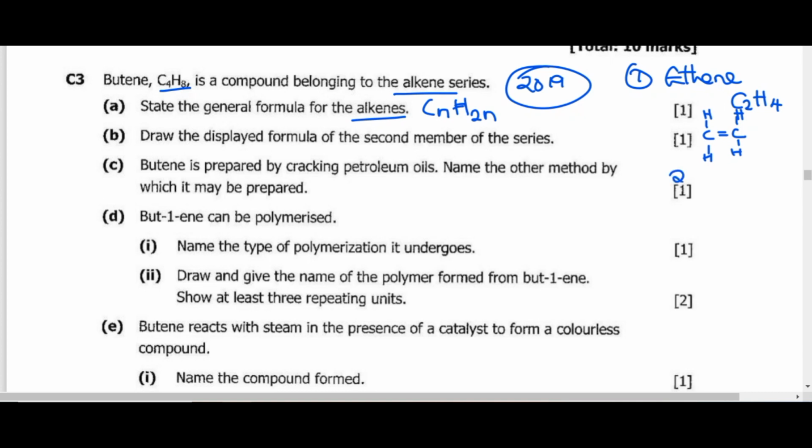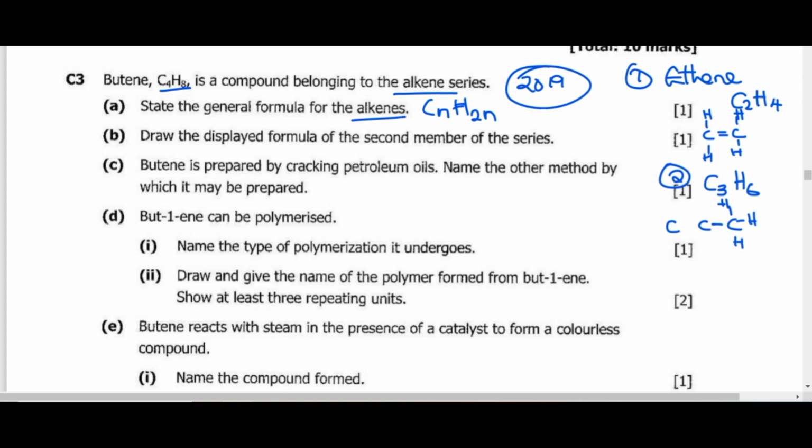Now the second one is propane. So propane is the second one. Propane is C3H6. Now how do we draw? We have carbons 1, 2, and 3 there, and we are going to have a double bond somewhere. So we would say we have H6, with carbons 1, 2, and 3 there.